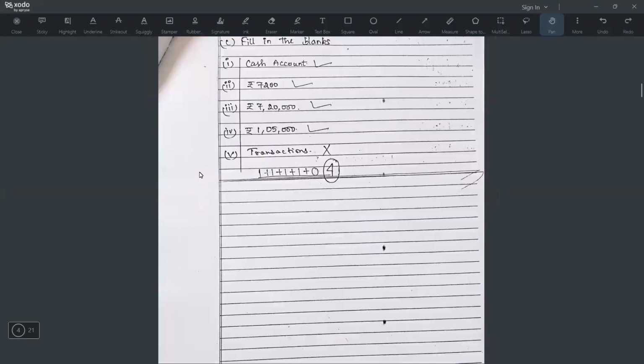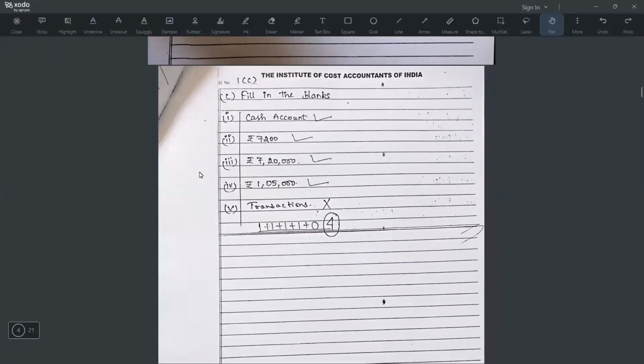Then 1C is regarding filling the blanks. Quote it here and write C, filling the blanks. I never underline this. They never expected us to underline the headings and all. The evaluator's expectation should be on the theory, descriptive, or practical part which you are doing. For MCQs and all, you don't need to underline.